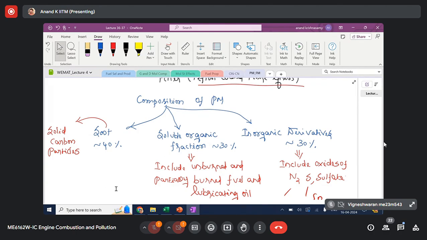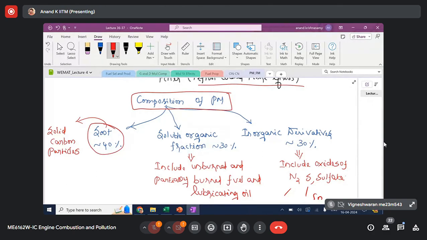But based on whatever techniques we have, these three components are identified as the constituents, or composition, of particulate matter. It consists of soot. Soot is solid carbon. It's around 40%. This number is going to be different based on the type of engine. For example, if it is a heavy duty engine, a heavier engine with a larger rated power, the soot value will be different. In a small diesel engine like an off-road small diesel engine, the value of soot will be different.